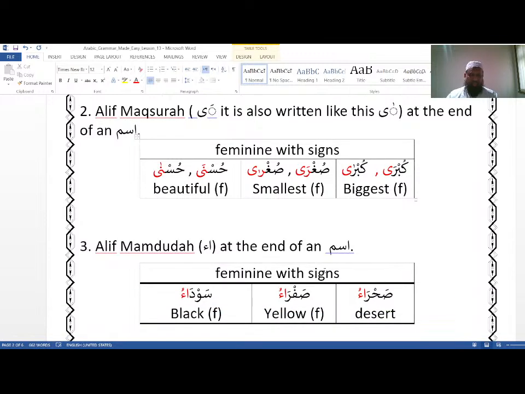Then alif mamduda at the end of an ism. Sahra'u, desert. Safra'u, yellow. Sawda'u, black, for female, feminine.